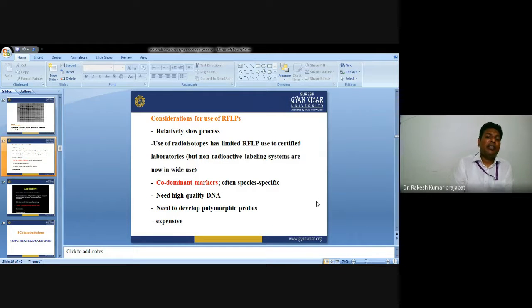If we are considering the use of RFLP, it is a relatively slow process, it takes time. Use of radioactive isotopes has limited RFLP that is used to certify the laboratories. But non-radioactive labeling systems are allowed. It's a codominant marker, species specific, that needs high quality DNA. Need to develop a polymorphic probe also. It is somewhat expensive.